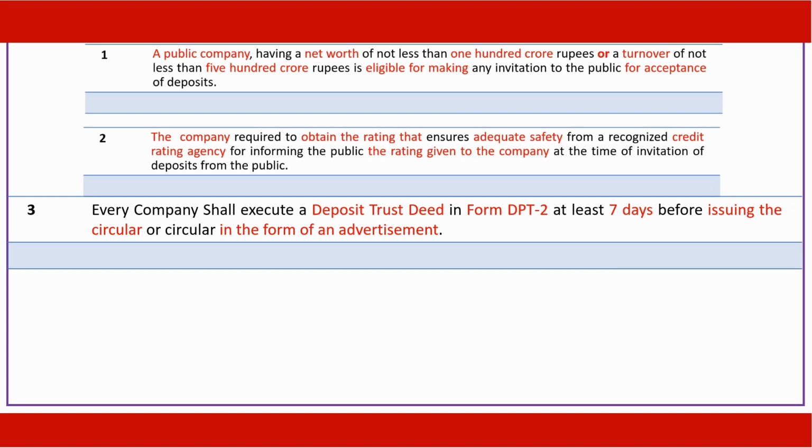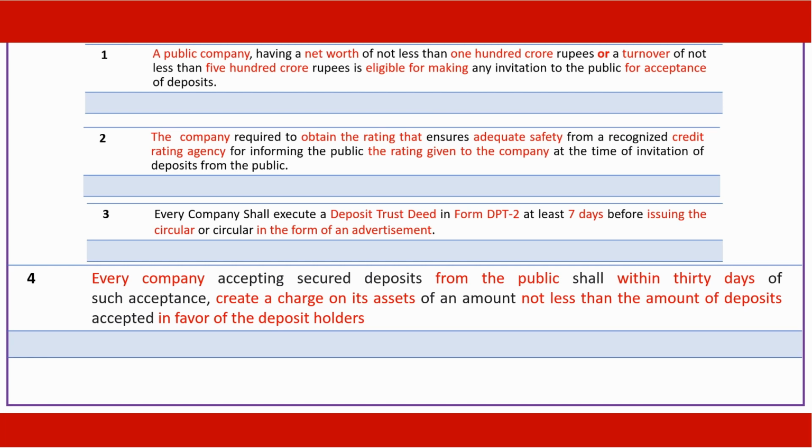Company to execute a deposit trust deed at least 7 days before issuing the advertisement inviting the deposits. It should be in form DPT2. Every company which accepts deposits from the public which are secured, within 30 days of such acceptance has to create a charge on its assets covering the entire amount not less than the amount of deposits.